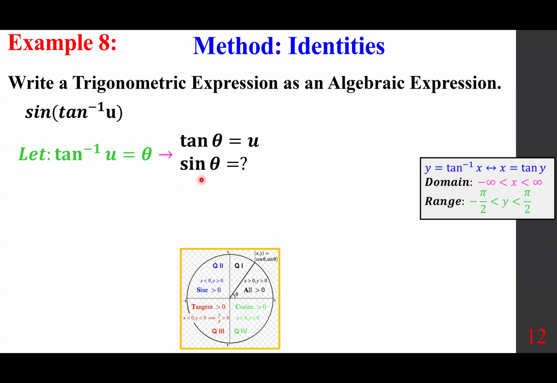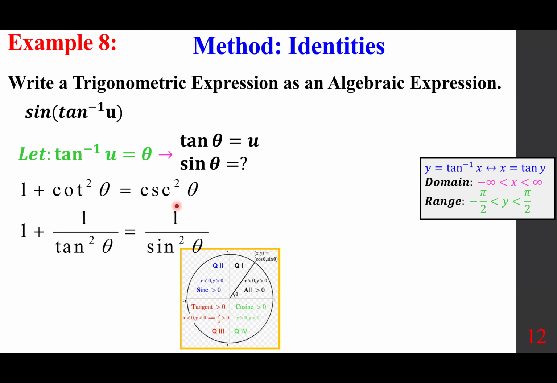And there are several ways to do so. We're going to do one of those methods. So for example, the identity 1 plus cotangent squared is cosecant squared. Cotangent, we know it to be 1 over tan squared. And cosecant, we know it to be 1 over sine squared. Why are we changing that? Because we know tangent and we want sine.